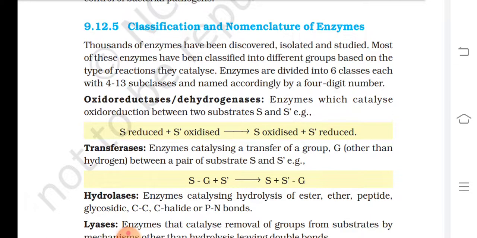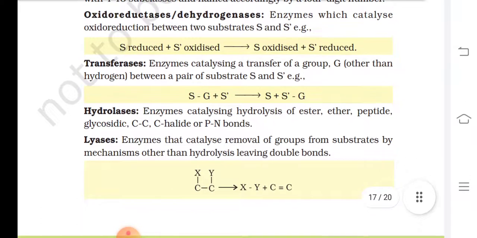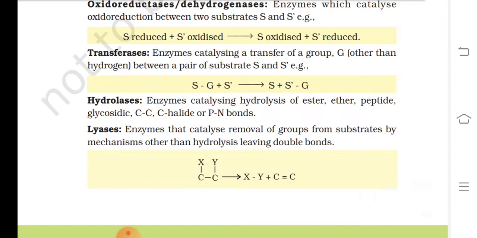Oxidoreductases, dehydrogenase enzymes which catalyze oxidoreduction between two substrates S and S'. Transferases, enzymes catalyzing a transfer of a group G, other than hydrogen, between a pair of substrates S and S'.